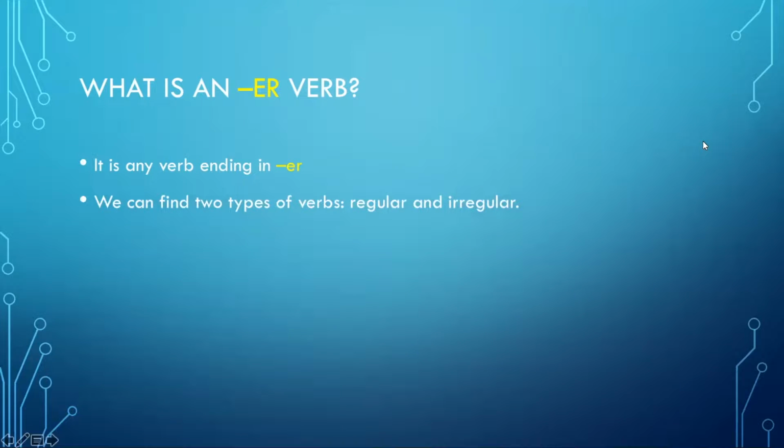We can find two types of verbs, regular and irregular. We are going to be working today with regular verbs mainly, because the rules that we're going to learn today will apply for all those verbs that are regular and that end in ER.